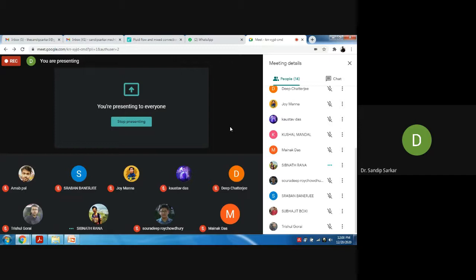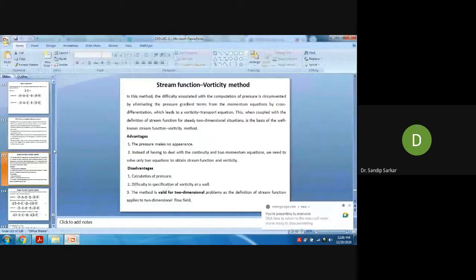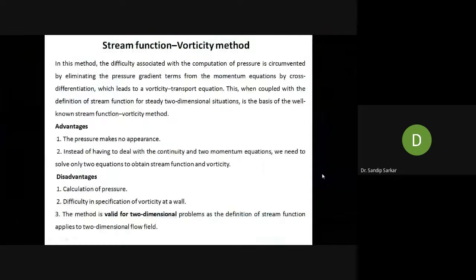For a three-dimensional problem, what kind of method do we have to apply? There is an advanced method actually. There are advanced CFD techniques. Anybody? Okay, then let me proceed. Maybe I will discuss what the stream function vorticity method is then.